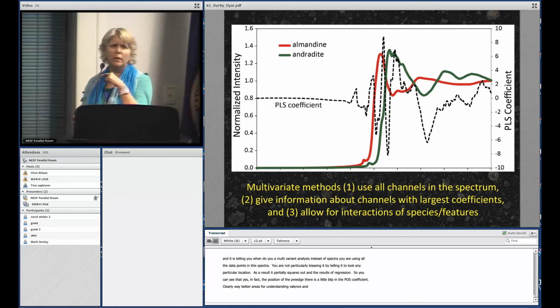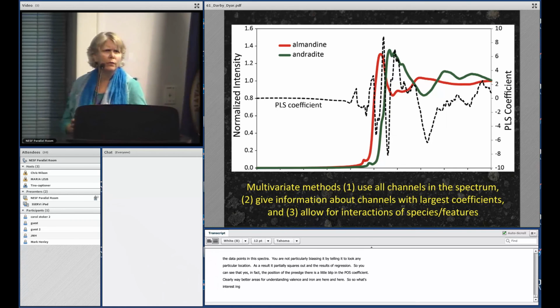So what's interesting about this is that if I were building a spacecraft to do this, I could pick just those 3 channels and use them confidently to predict the variable I'm interested in.